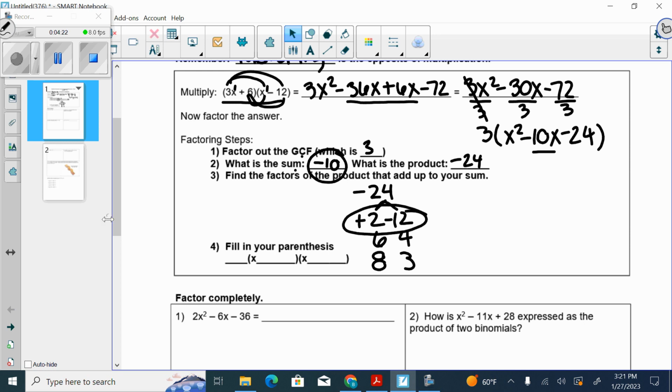So in my final answer, what am I supposed to put in this blank out in front? 3. The 3, right, the GCF. Good. And in my first parenthesis, I'm going to have x what? Plus 2. Very good. And then the other one will be minus 12. Very good. Okay.